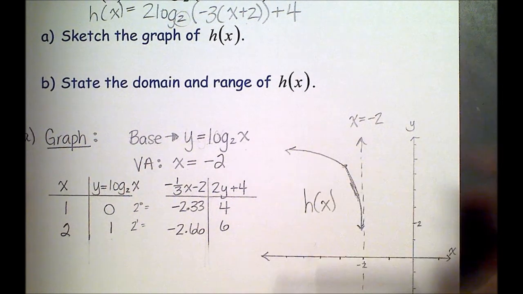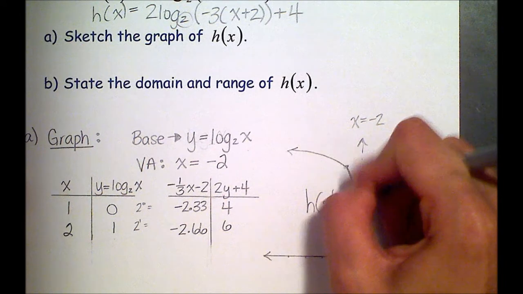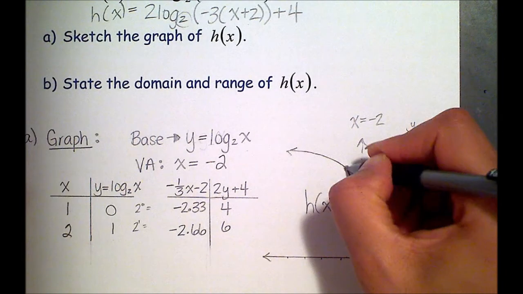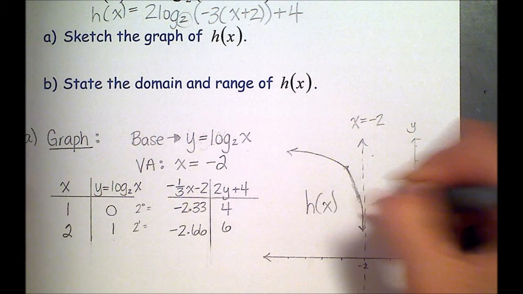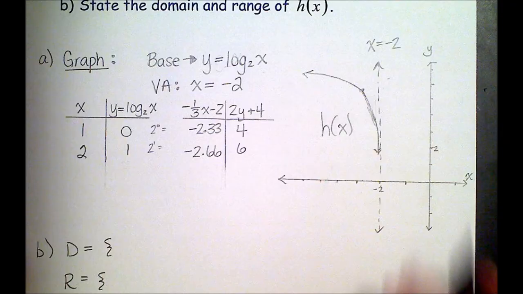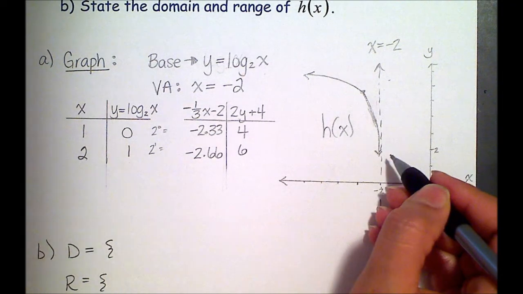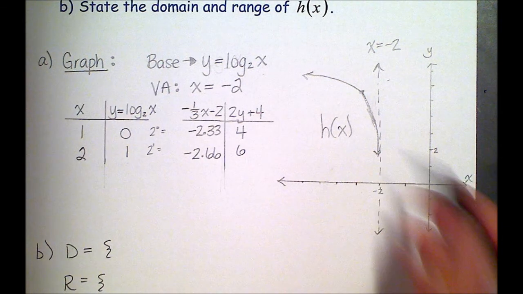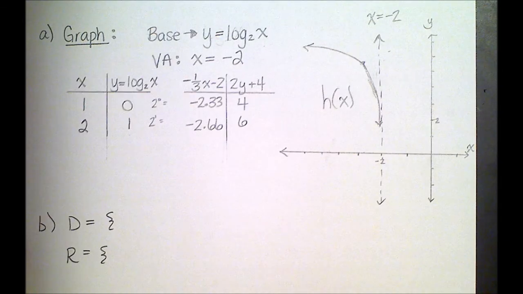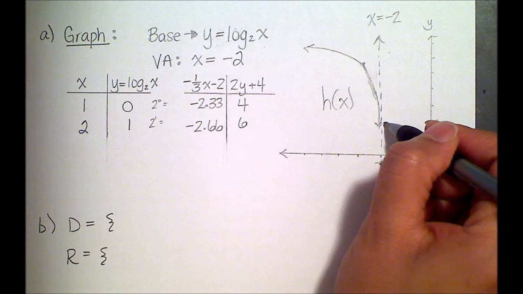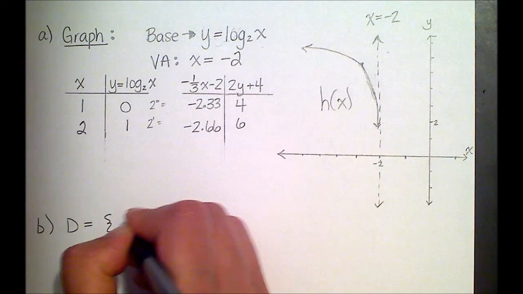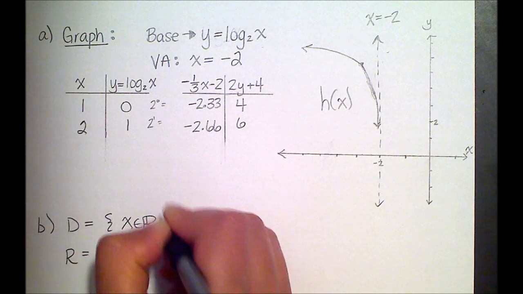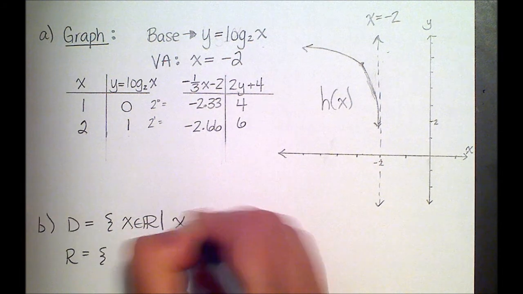Okay, and then finally the last part of the question asks us to state the domain and range. Okay, in the domain of the function, you can see that the graph is to the left of the asymptote. That happened because there was a horizontal reflection along the y-axis. So all the values of x that we have are less than negative 2. Okay, so the domain is all real numbers such that x has to be less than negative 2.